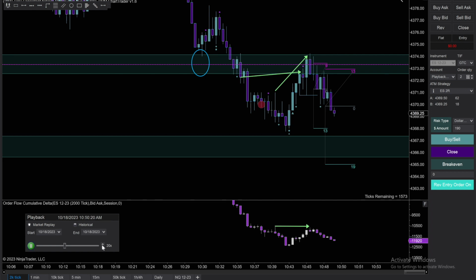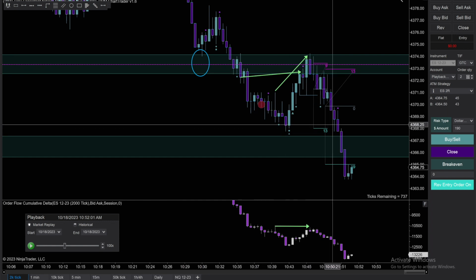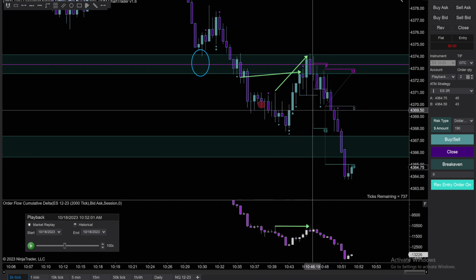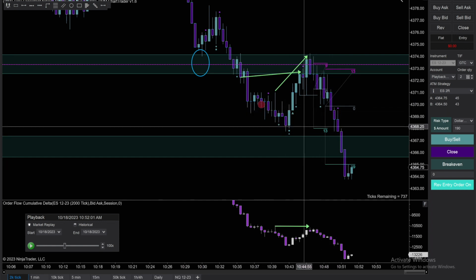There we go. So we'd be triggered into that. And let's see how this trade plays out. There it goes. Okay, so obviously both targets get smashed at 1.5 to 1 reward to risk.